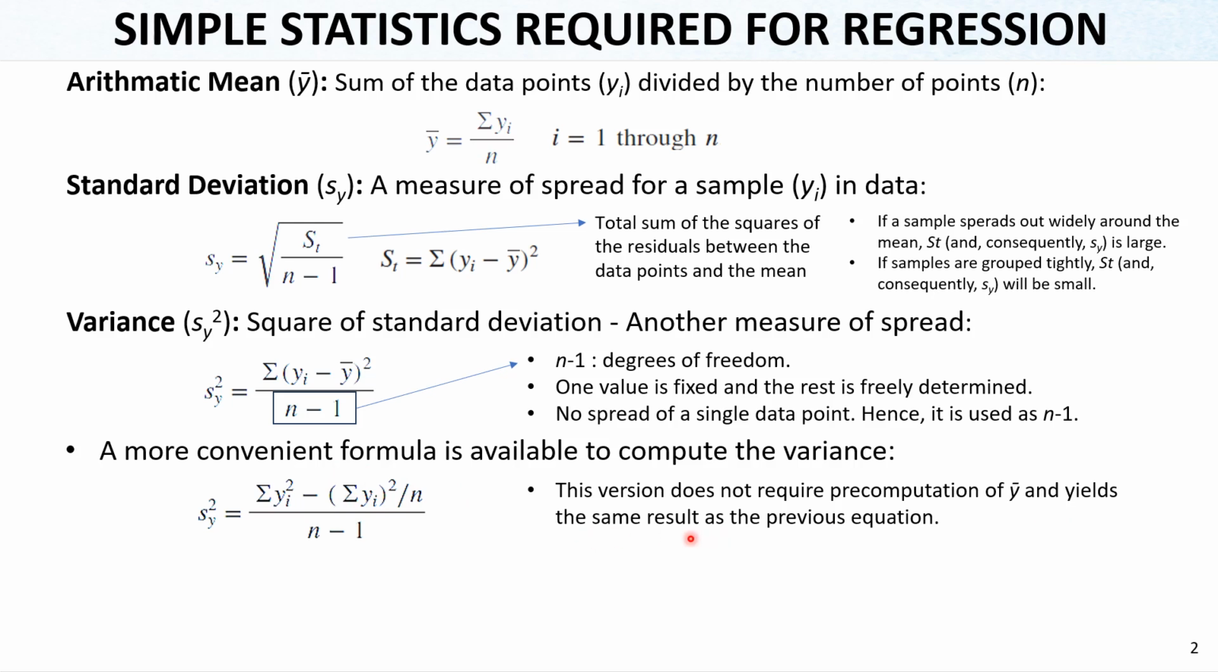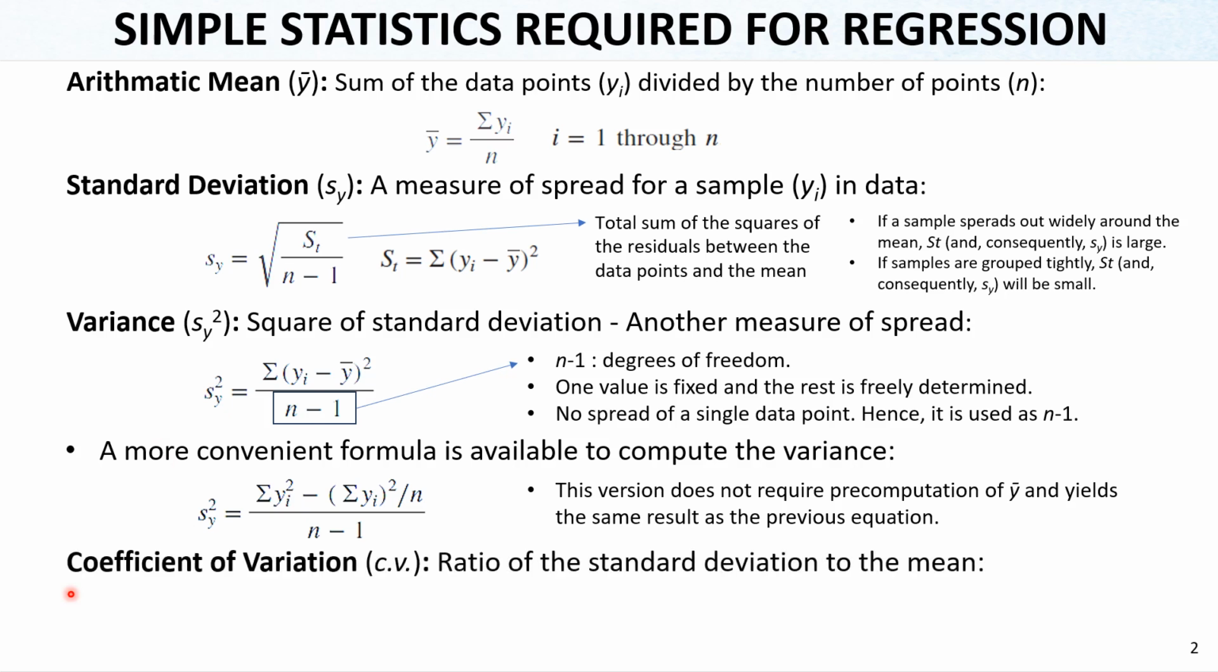and yields the same result as the previous equation. So you can use either of these to have the same results. There is also the coefficient of variation, shortened by CV. This is basically the ratio of the standard deviation to the mean. So you calculate this and divide this by this one.